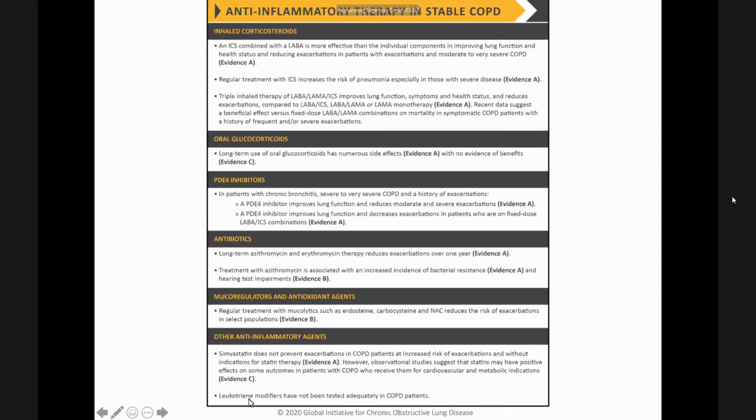So, as well as the leukotriene modifiers, which are used in asthma, have not been tested adequately in COPD. So the role of montelukast and zafirlukast in COPD is questionable.